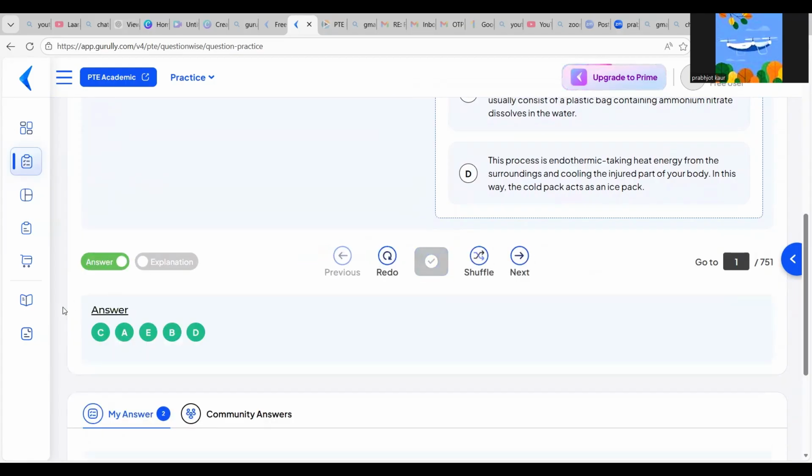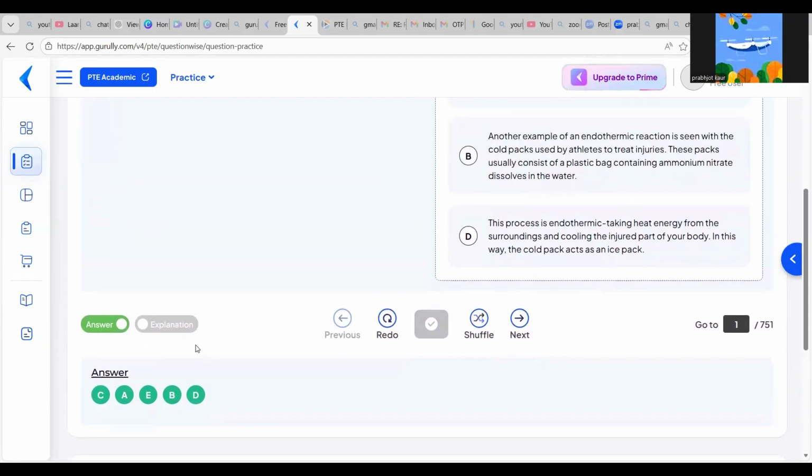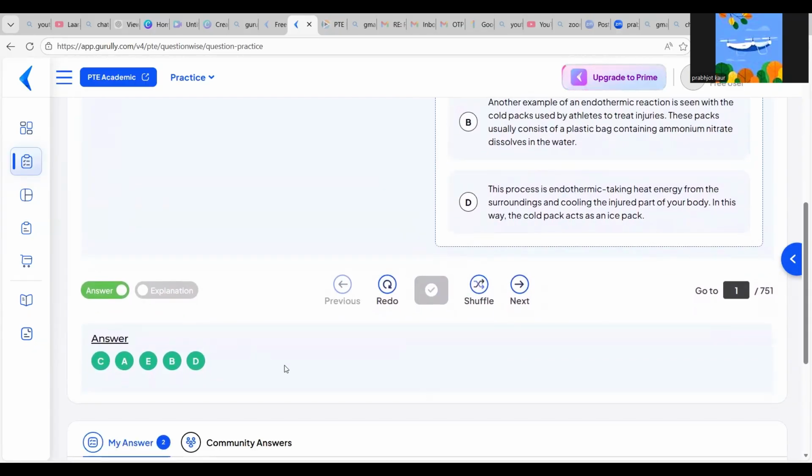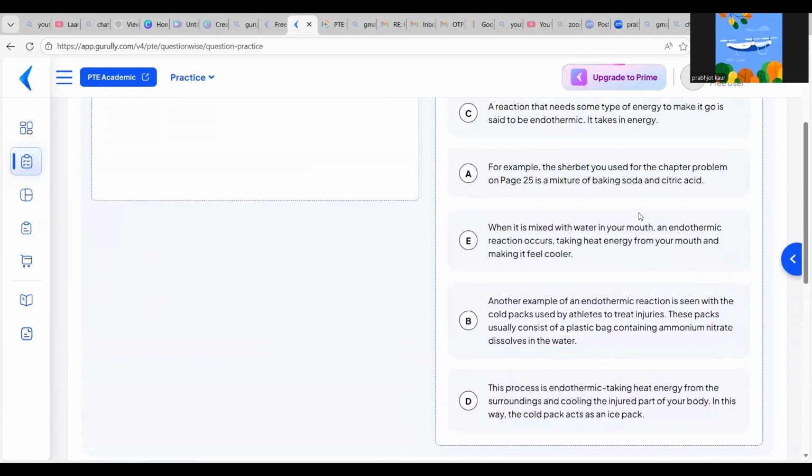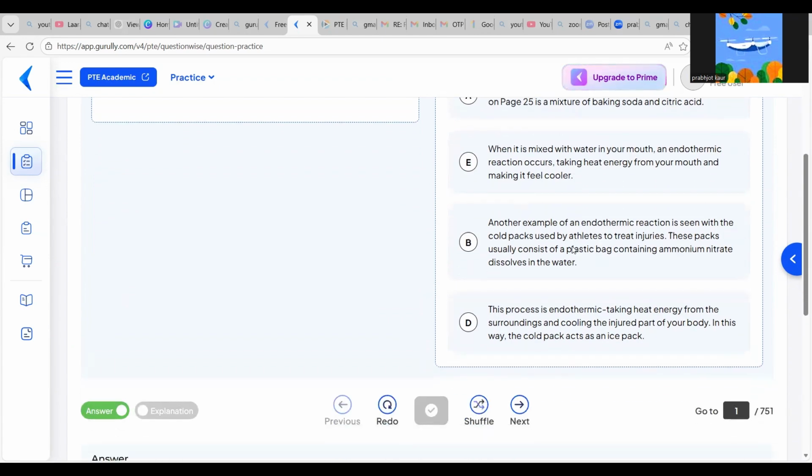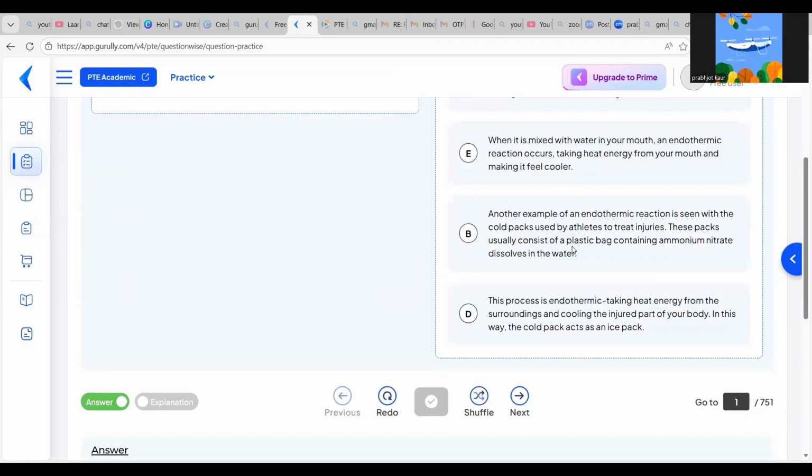Yes, C A E P D. So first of all the definition, then the example, then the explanation of the example, then example two, then the explanation of example two. A very logical structure here, guys.